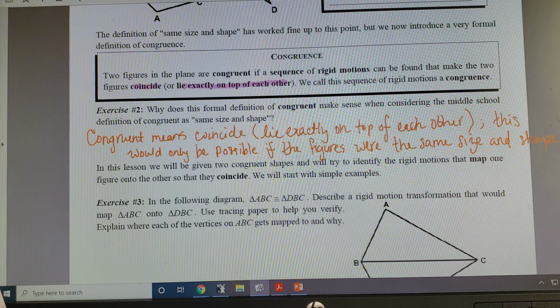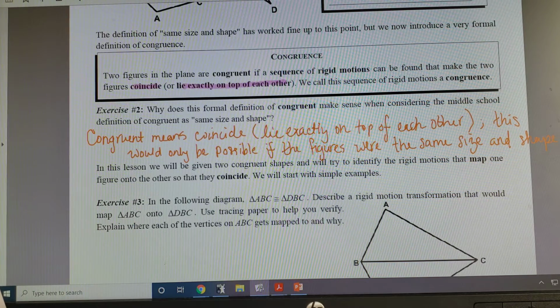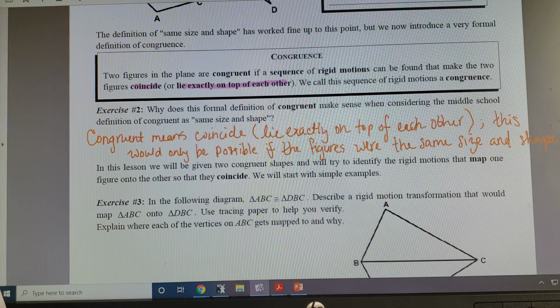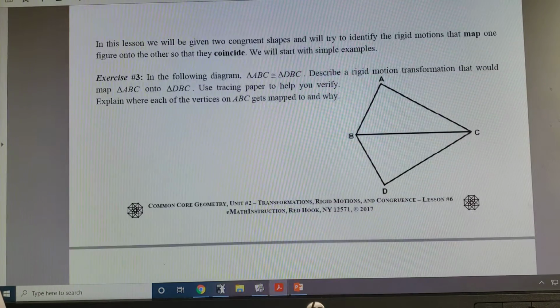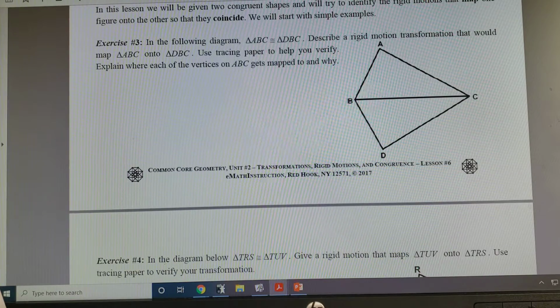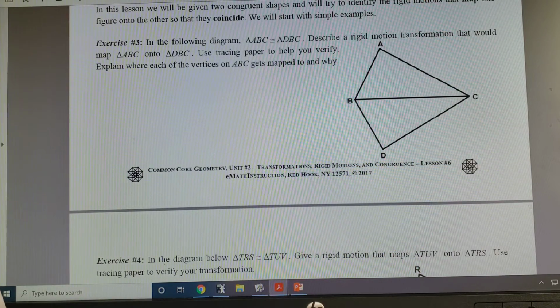Alright, next up. In this lesson, we'll be given two congruent shapes and we'll try to identify the rigid motions that map one figure on top of the other so they coincide. So again, we're going to try to figure out if a reflection, rotation, or translation was used, or in which order, so the figures fell on top of each other. Actually, last week we did the opposite. We created the transformation so they fell on top of each other, and now we're going to figure out what happens. We're going to start easy.